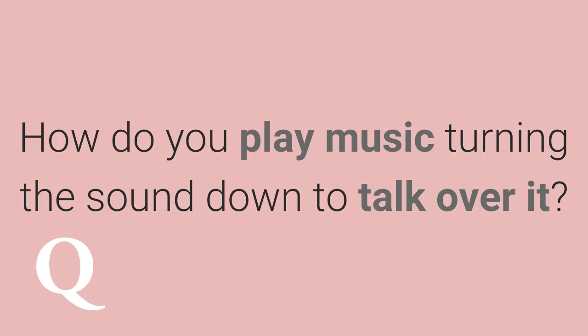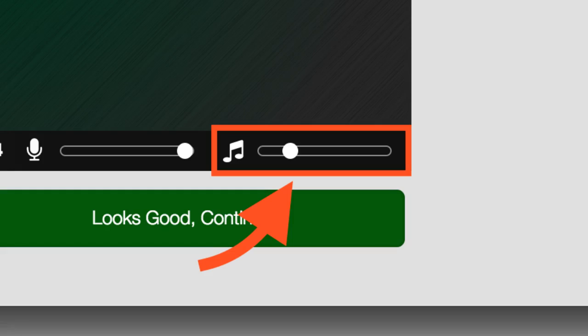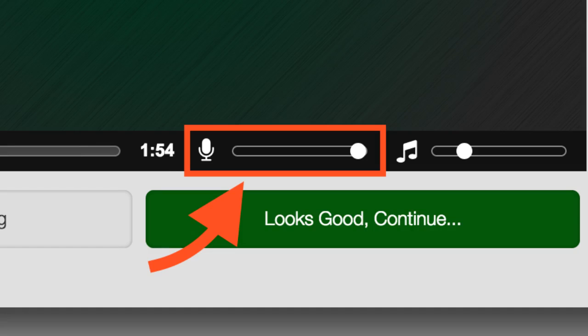How do you play music turning the sound down to talk over it? You can do that from the preview section. The background music volume has a musical note next to it, and the recorded audio volume has a microphone symbol.